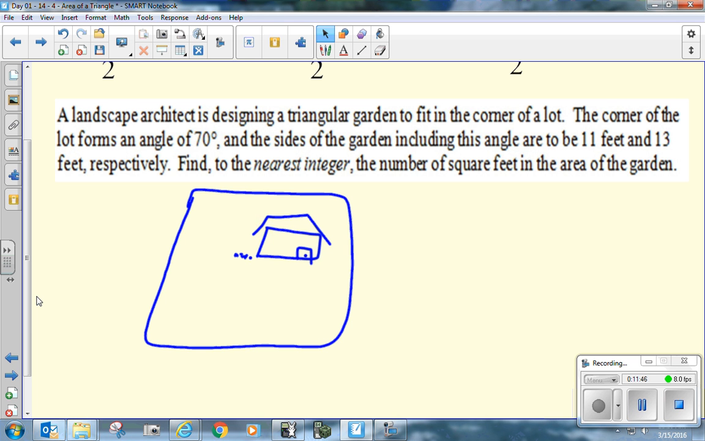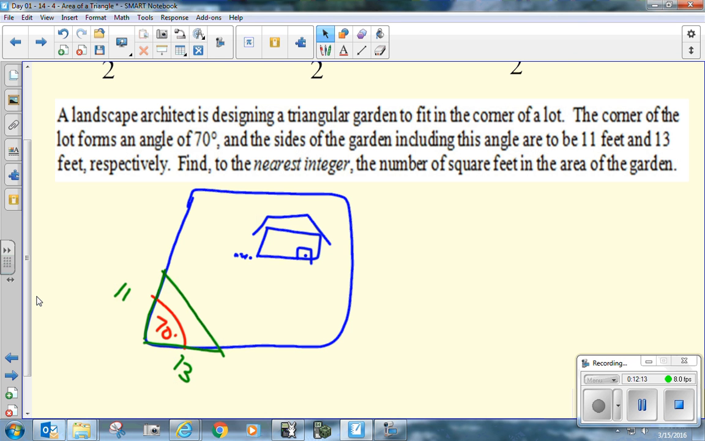Anyways, let's get off the dog poop and solve this. All right? The corner of the lot forms a 70-degree angle. Now, here's a corner. Let's call it 70 degrees. And the sides of the garden that you're going to draw, or build, are 11 by 13. There's your triangle right there. They want the area of that triangle.